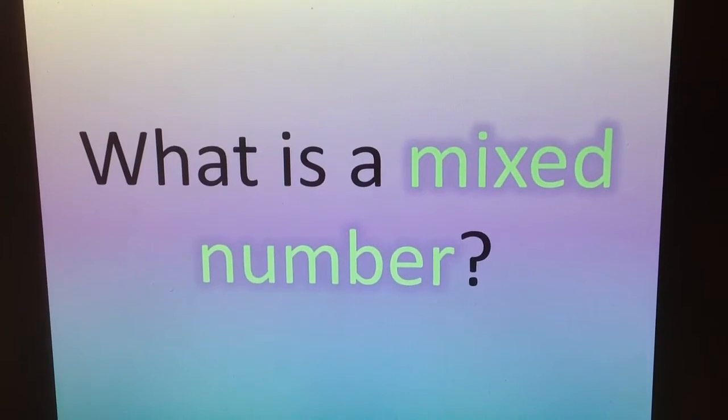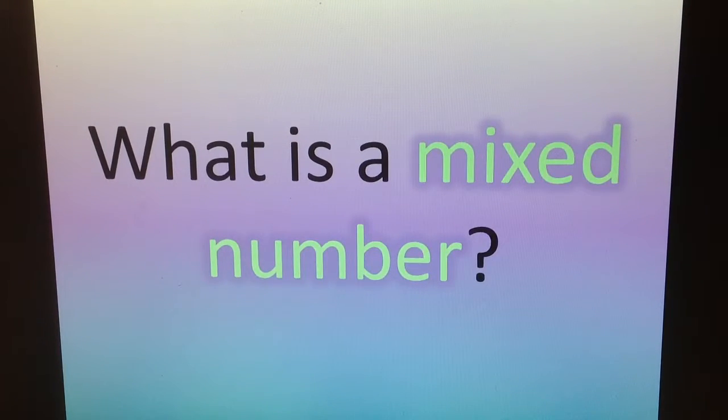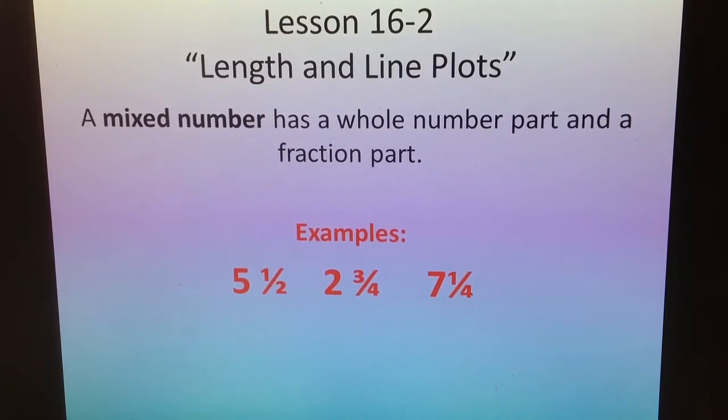We reviewed a term from our fractions unit. What is a mixed number? A lot of students had forgotten since our fraction unit, so we looked at some examples. A mixed number has a whole number part and a fraction part. Examples of mixed numbers are 5 1/2, 2 3/4, 7 1/4.